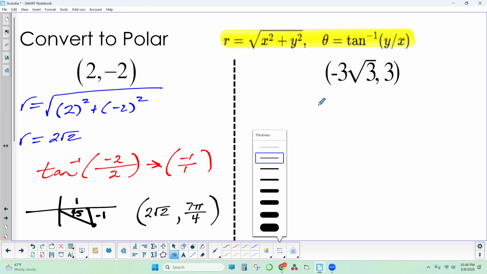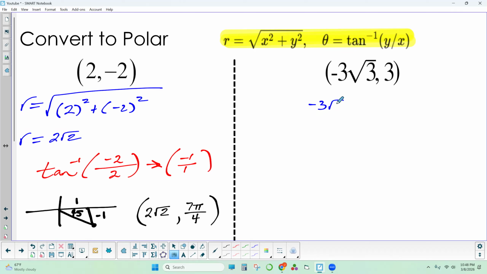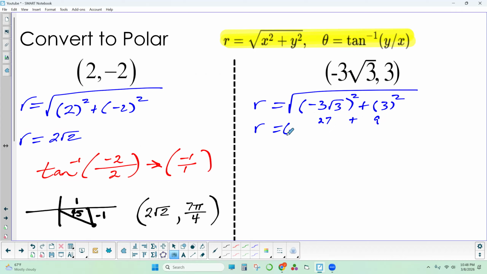Okay, same thing. x, go ahead and square it. We'll add it to y squared, and we'll take the square root. And that will give us r. So here we've got root 3 squared, which is 3, and -3 squared, which is 9. That's going to give us 27. And then over here we've got 9. So 27 and 9 is the square root of 36. And the square root of 36 is just 6. So r is 6.